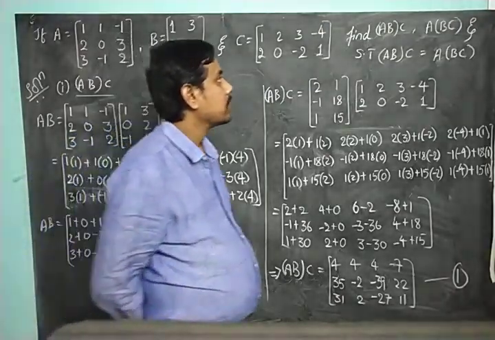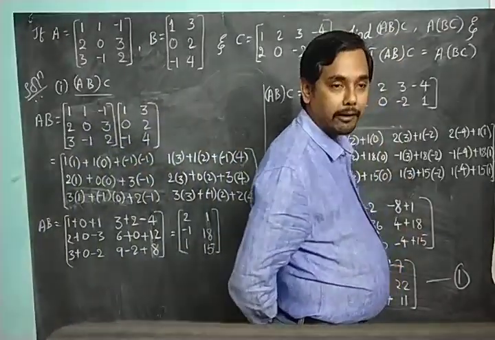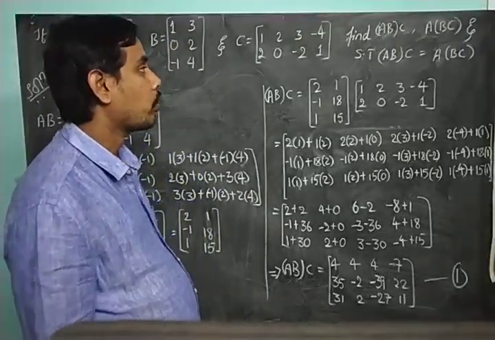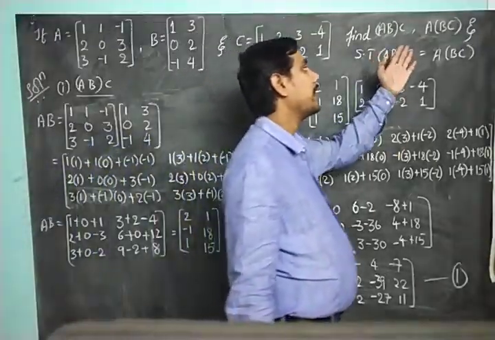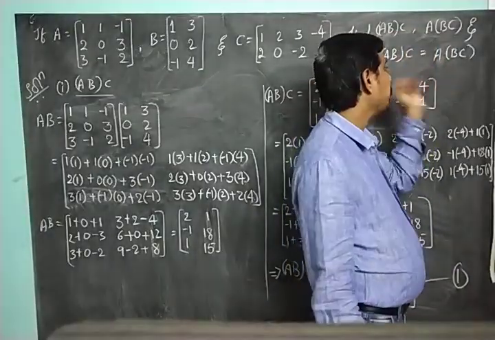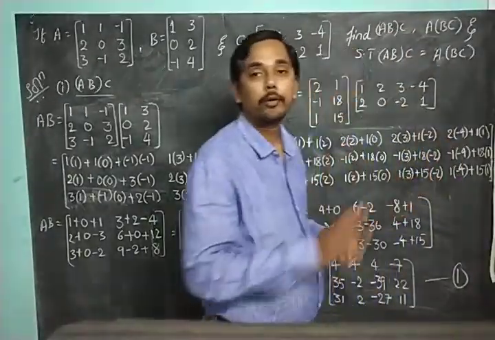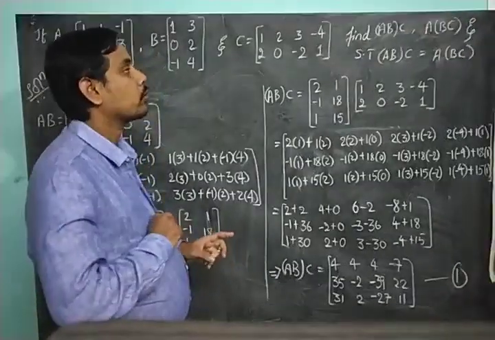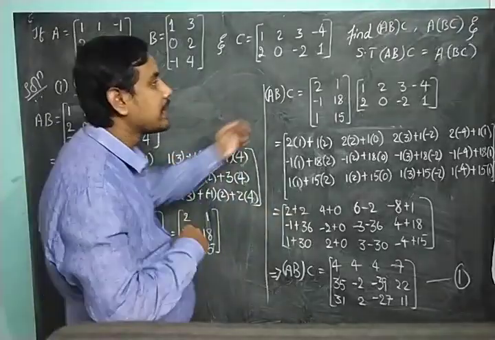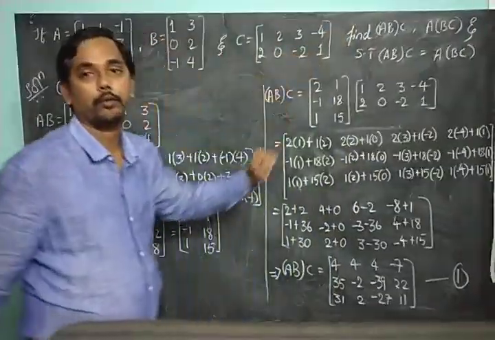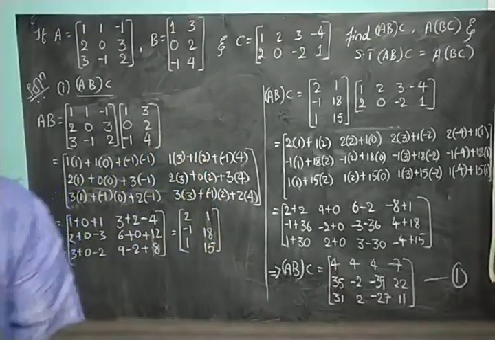Right? This was about AB into C. What we got? We got the value of AB into C. Now what we need to do? We need to find A into BC, then prove that AB into C is equal to A into BC. Right? So now what you people do is pause this video, take it down up to here. Once you take down, we'll continue with the second part. Okay? Is that clear? So pause it and take down the notes.